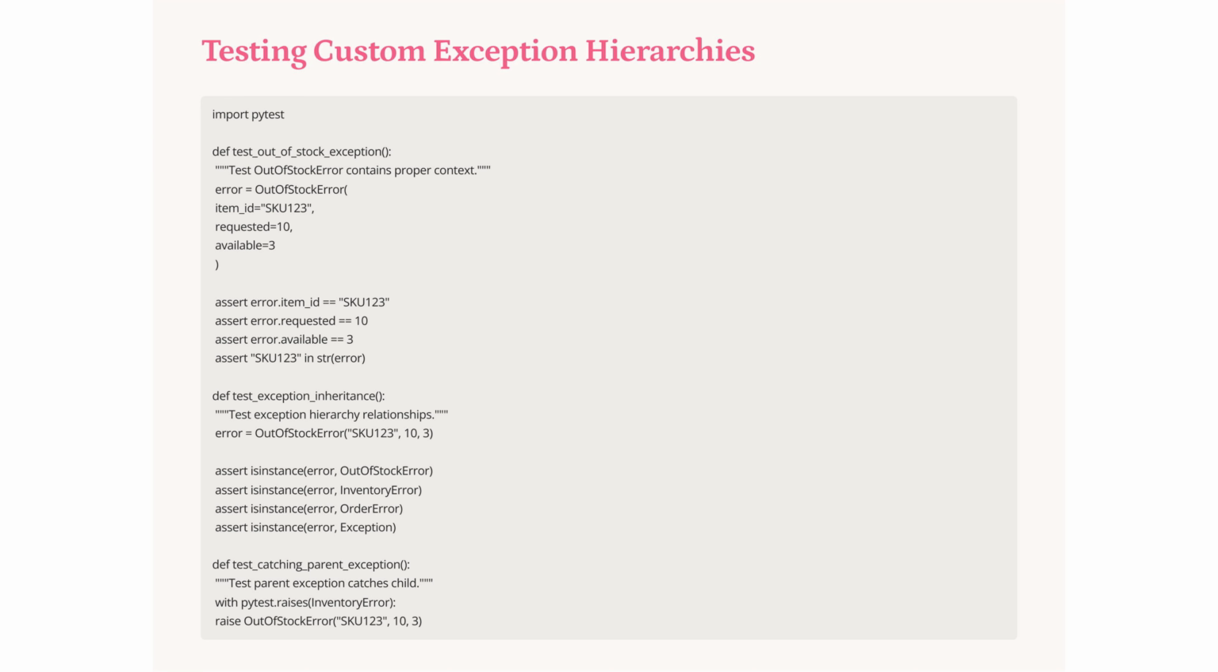Testing custom exception hierarchies ensures robustness. Verify context in exceptions like OutOfStockError by checking attributes such as item ID, requested, and available. Confirm hierarchy relationships using isinstance to ensure proper inheritance. Test parent exceptions like InventoryError to catch child exceptions, ensuring comprehensive error handling across your system.